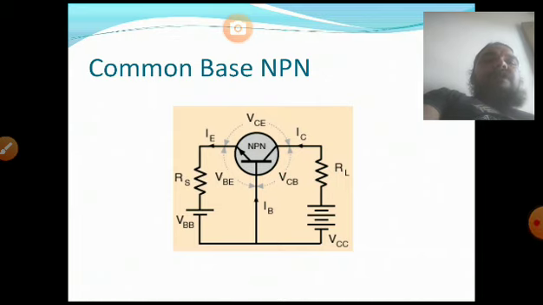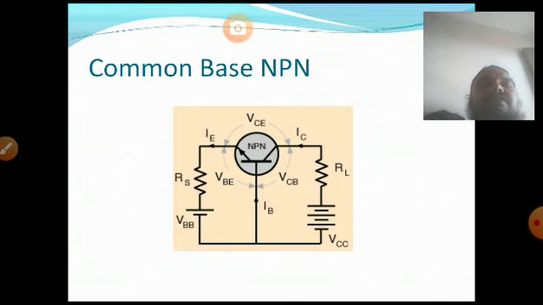Common base in NPN transistors. NPN transistor in the basic circuit: IE, IC, VCE, VBE and VCB, and RS and RL, the load resistance, VBB and VCC.